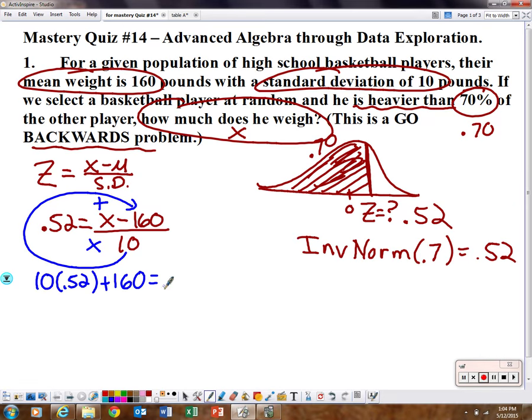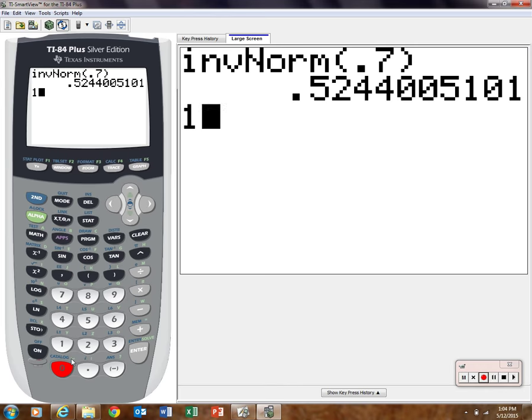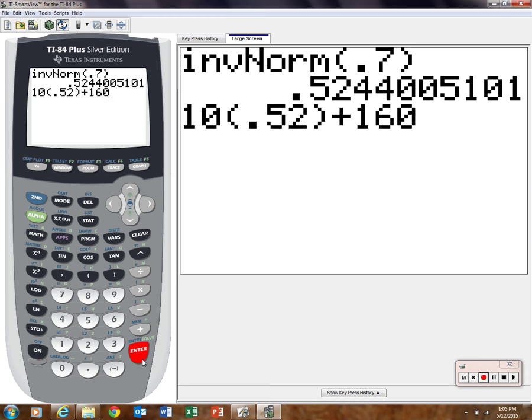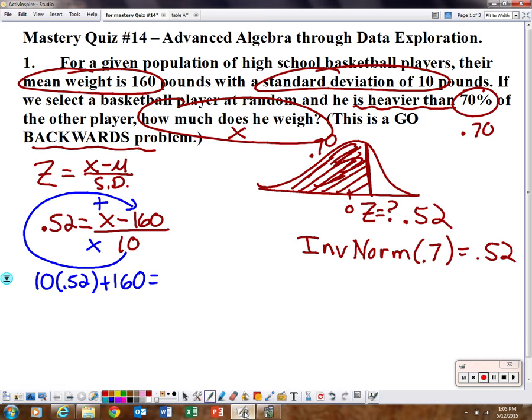All right, take your calculator. Go 10 times 0.52 plus 160, and we get a weight of 165.2. We're just going to say 165. So, if a person is heavier than 70% of the other players, this person weighs 165 pounds or more.